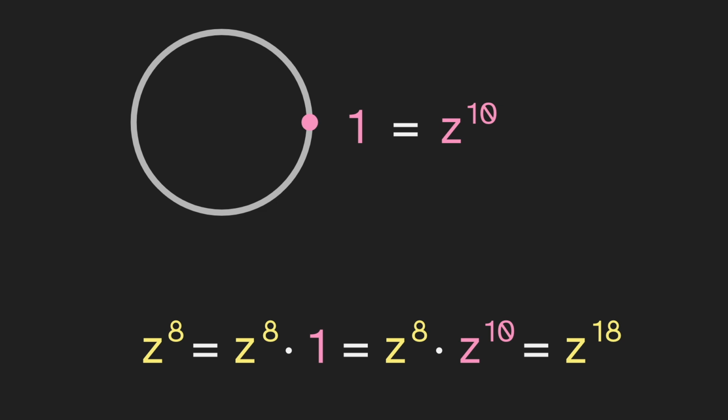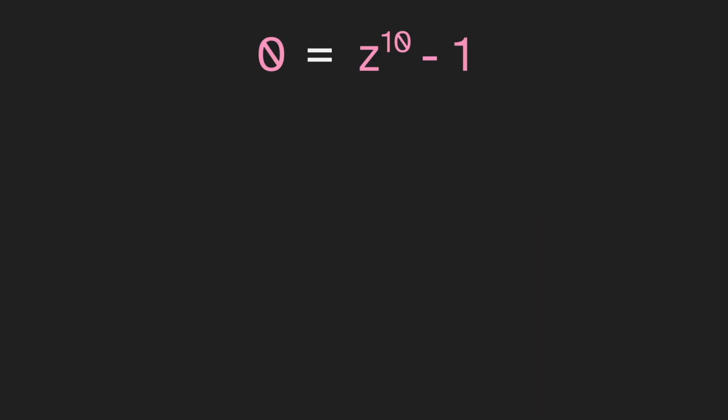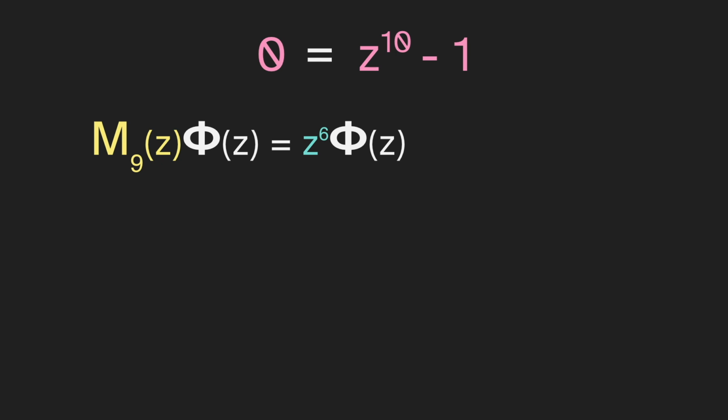So those two sets should be the same. And here's how we can think about that. We will subtract 1 from each side of this upper equation, and then we get 0 equals z to the 10 minus 1. So we want to work with polynomials treating z to the 10 minus 1 as 0. Okay, so we're saying that these two sets are equivalent.